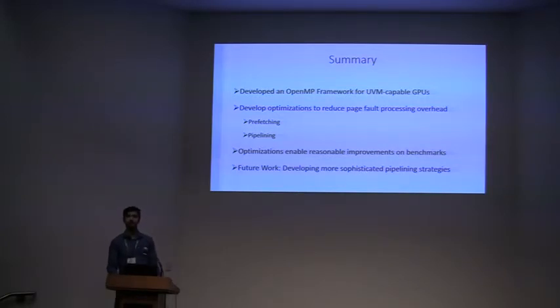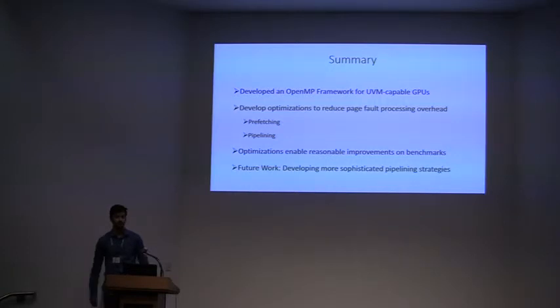Sure. So I need a quick follow-up. How are you determining the memory that's being touched and its association with the kernel computation? So we're using the data map clauses. The assumption here is that the programmer is providing the data map clauses. If you're using OpenMP for accelerators in a non-UVM setting, you have to use the data map clauses, right?